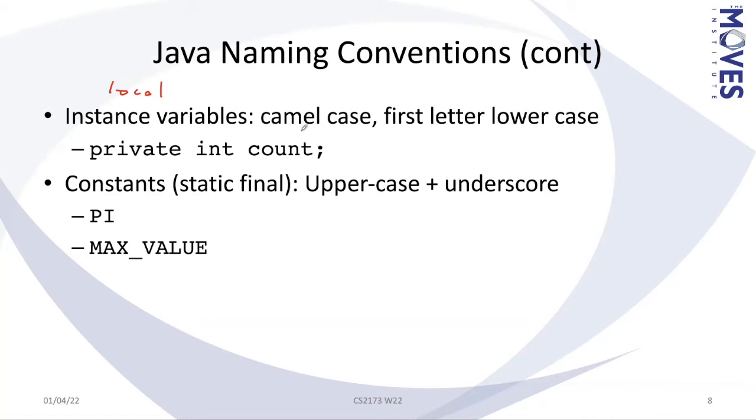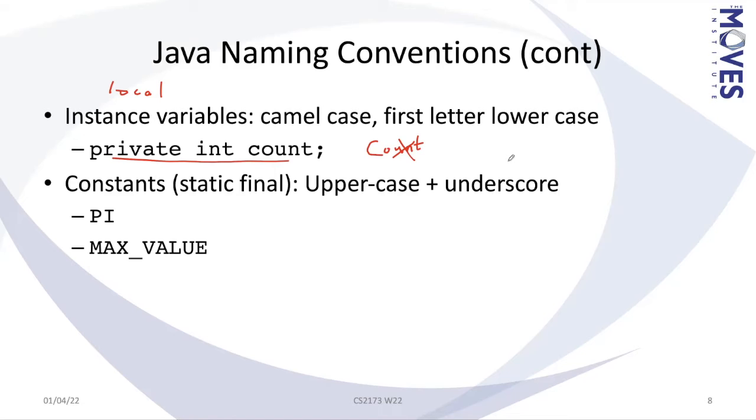But again, camel case, the first letter lowercase. So for example, here, this is valid, or at least valid following conventions. This with a capital is not. Again, Java will let you do that, but your instructor won't.